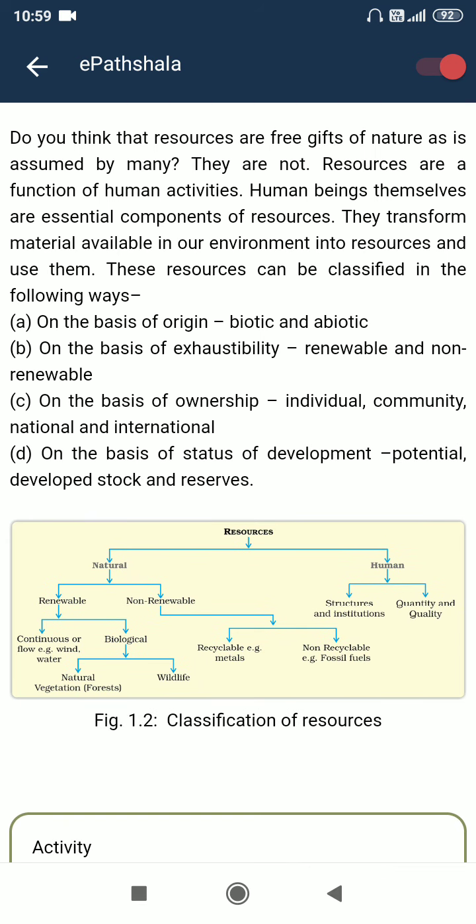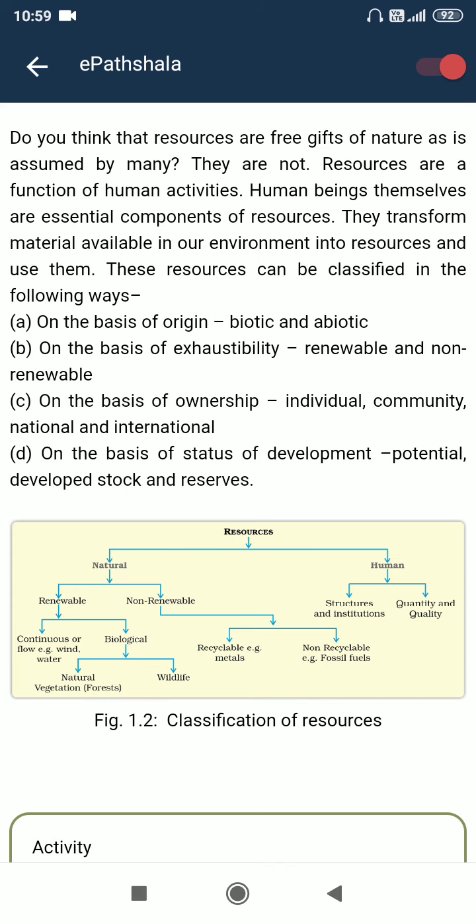Do you think these resources are a free gift of nature, as is assumed by many? They are not. Resources are a function of human activities. Human beings themselves are an essential component of resources. They transform material available in our environment into resources and use them.